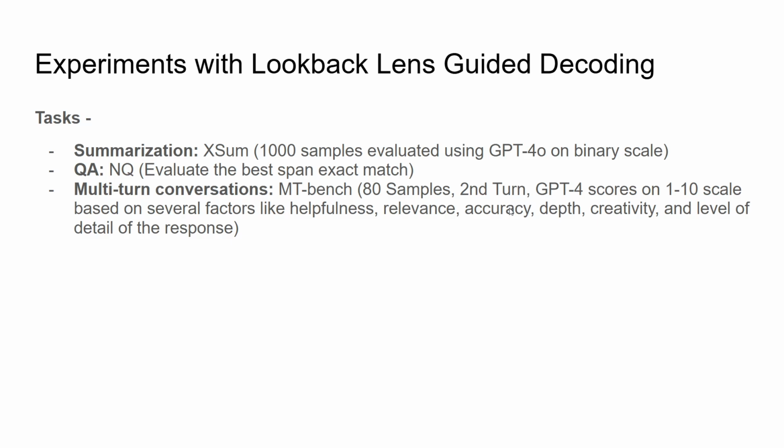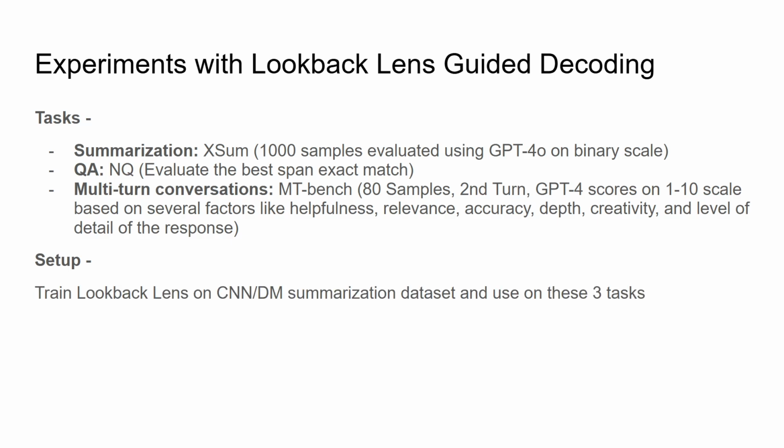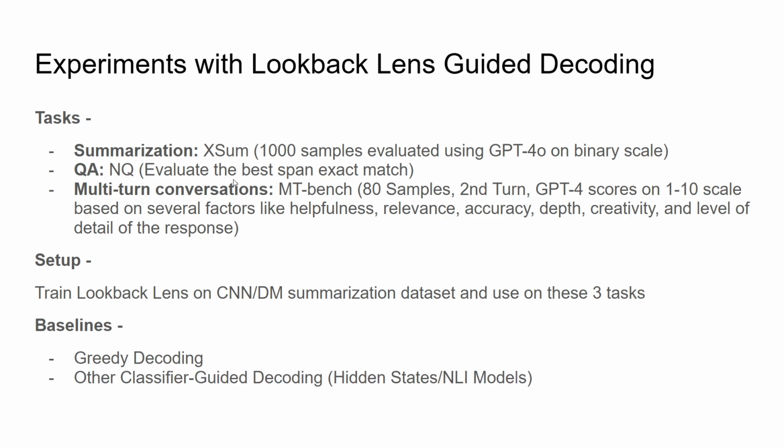One interesting thing I noted is that they mention GPT-4 here, but I guess this is GPT-4o, because it would not make sense to use a different model for evaluation in one setting while all the others use GPT-4o. Again, they train Lookback Lens on a summarization data set and then use it on these three tasks. The baselines are just greedy decoding and other classifier-guided decoding: what if we use an NLI model to see how much hallucination was there and rank the responses, or use a hidden state based classifier.